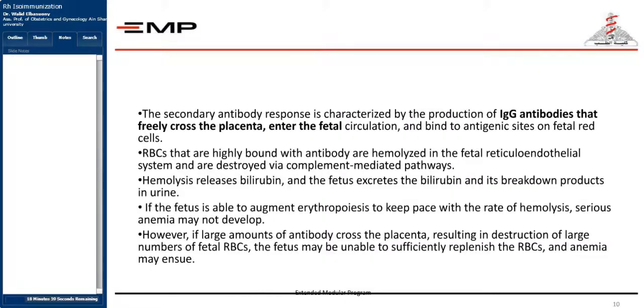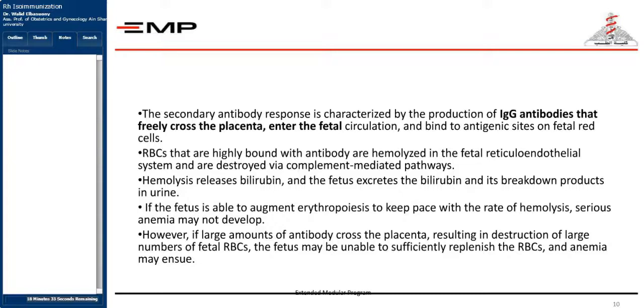Secondary antibody response is characterized by the production of IgG antibodies that can freely cross the placenta and enter the fetal circulation and bind to antigenic sites on the fetal red cells. The red blood cells that are highly bound to the antibody are then hemolyzed in the fetal reticuloendothelial system and are destroyed later on by the complement-mediated pathways. The hemolysis releases bilirubin, and the fetus excretes the bilirubin and its breakdown products in the urine.